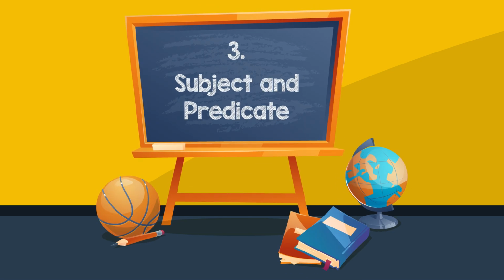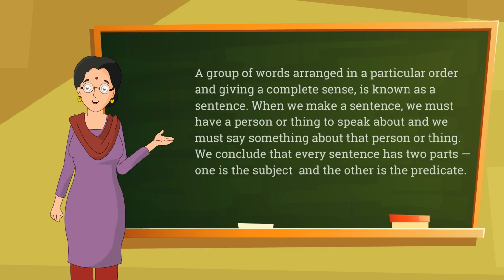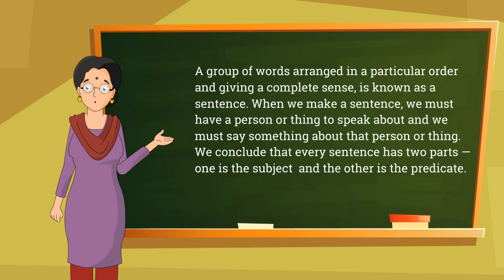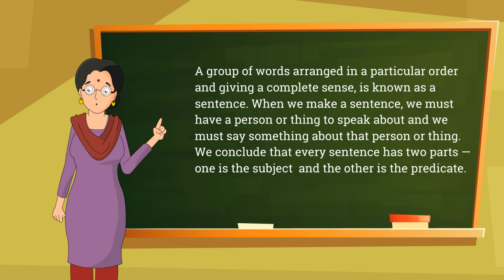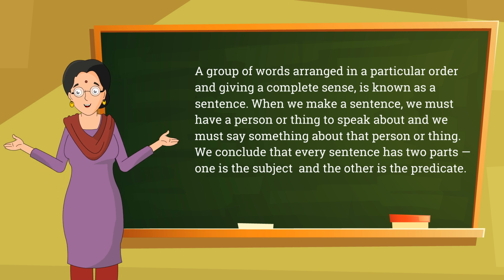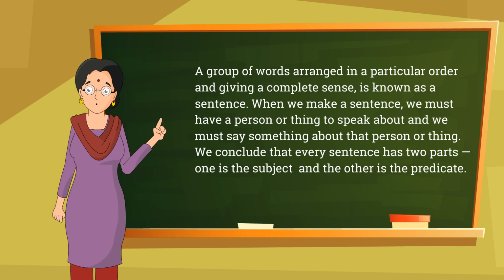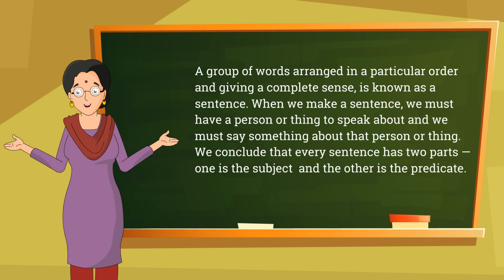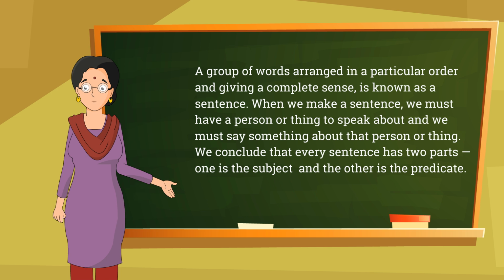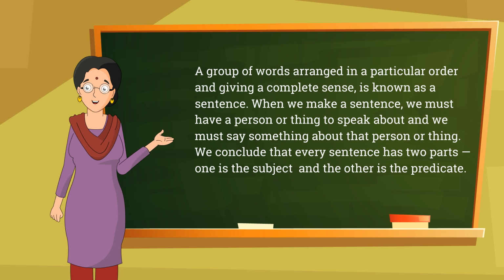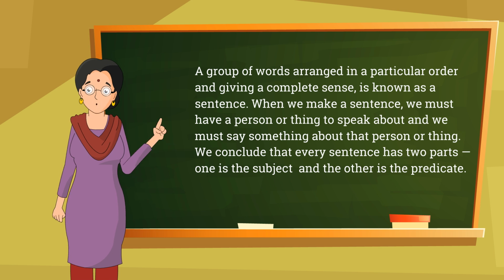Lesson 3. Subject and Predicate. A group of words arranged in a particular order and giving a complete sense is known as a sentence. When we make a sentence, we must have a person or thing to speak about, and we must say something about that person or thing. We conclude that every sentence has two parts. One is the subject and the other is the predicate.